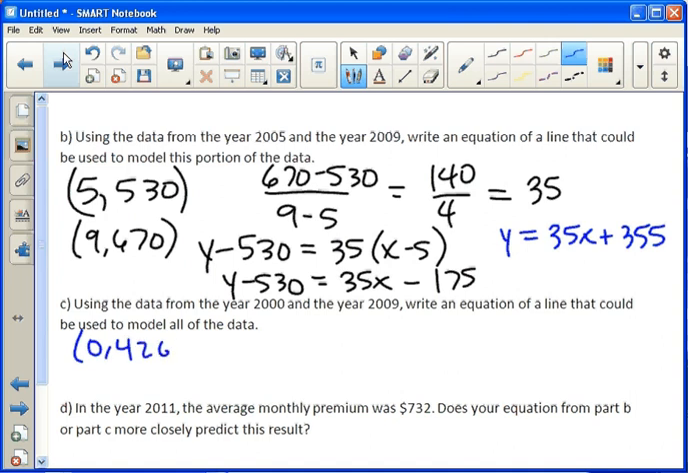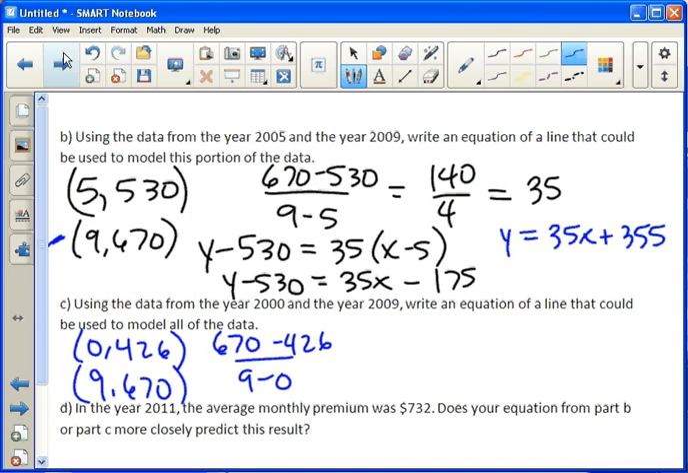670 minus 426 over 9 minus 0. That's going to come out to 244 over 9, which is 27.1 repeating. So that's my slope, and like I said, we already know this is our y-intercept. So we'd have y equals 27.1 repeating x plus 426.